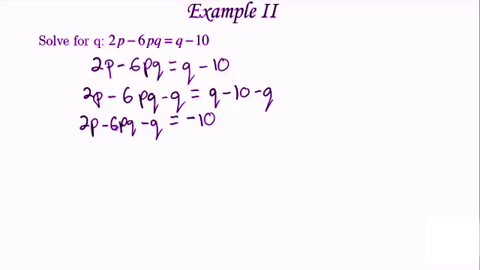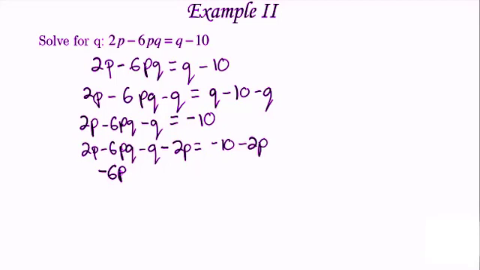Looking down here, I have all my terms containing q on the left, but I also have a term that doesn't contain a q over there. I have 2p. I want to move that over to the right side. In order to do that, subtract by 2p. That leaves me with negative 6pq minus q, the 2p's cancel out, equals minus 10 minus 2p. Now, I need to separate these q's from the negative 6p, and I can do that by factoring.